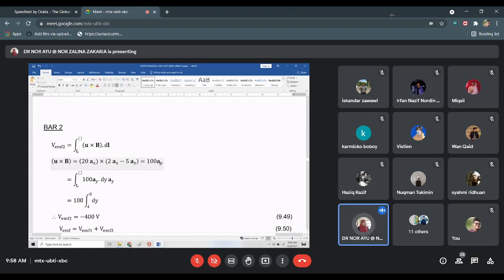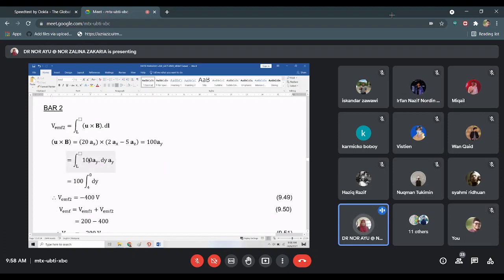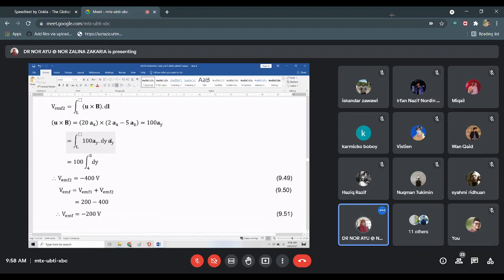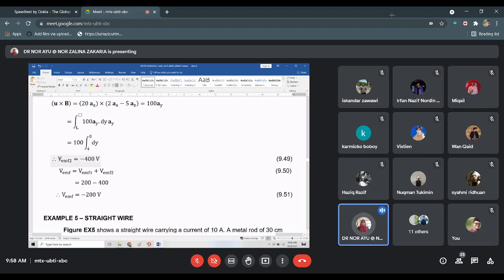So because of this is AY, your DL will be DY AY. Sama, dia mesti sama. Kalau tidak nanti dia akan equals to 0. And then you look here, the directions of your cross product and your line is positive AY, so your limit must be negative. So it will start at 4 and end at 0, sebab dia kena opposite this direction. So this is positive, so this is negative direction. So 4 until 0. So you will get a final answer for VEMF equals to minus 400 volt.